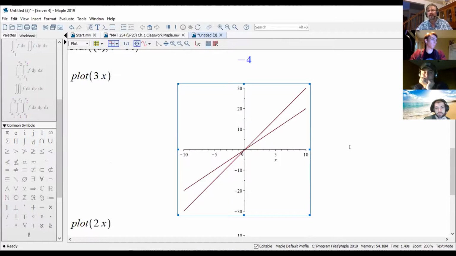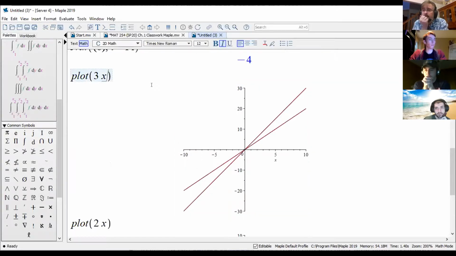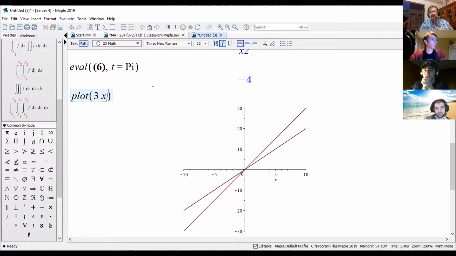But notice what scale it's using. It's using the default scale for 3x. Can you specify scaling? Yes, that's where I was going next. Just like we did up here with the eval, if you want to add more information to the command, you'd have to say comma. Now I want to tell Maple that I want to scale the x-axis. I don't want it to go from -10 to +10. I want it to go from 0 to 10.